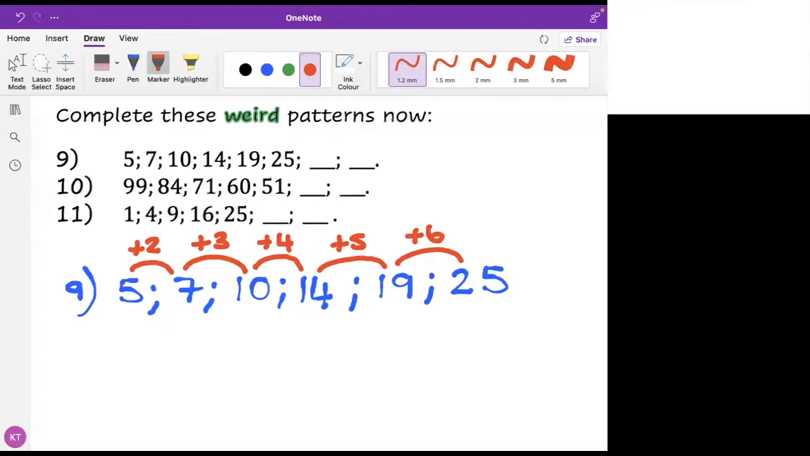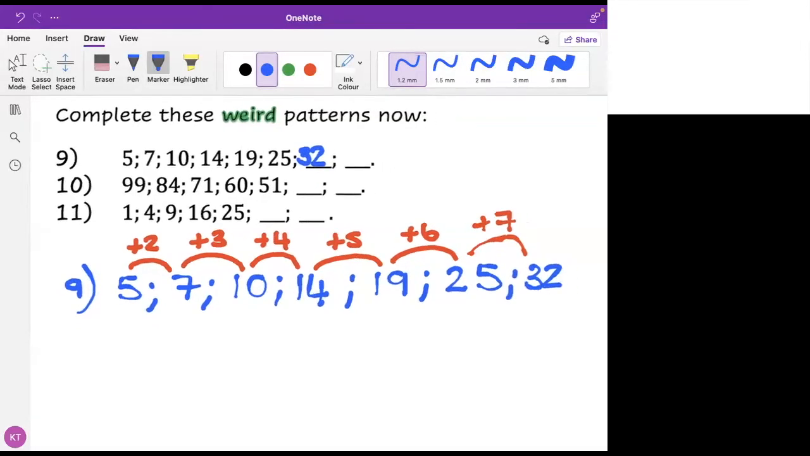So what did I do? I added 2 to 5 to get to 7. Then I added 3 to 7 to get to 10. And then I added 4 to 10 to get to 14. I added 5 to 14 to get to 19. I added 6 to 19 to get to 25. So the next number that I need to add is 7. I'm going to have to add 7 to get to my next number. So if I take 25 plus 7, that's going to leave me with 32.